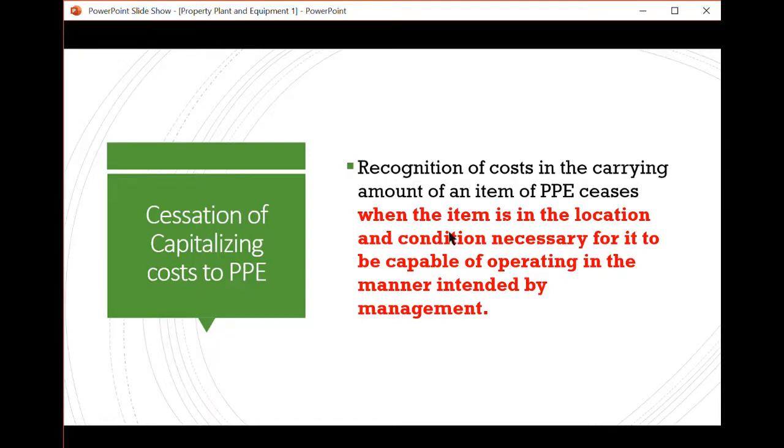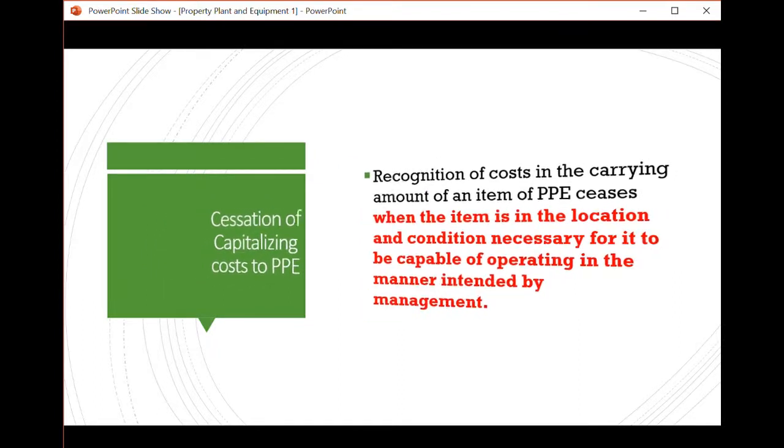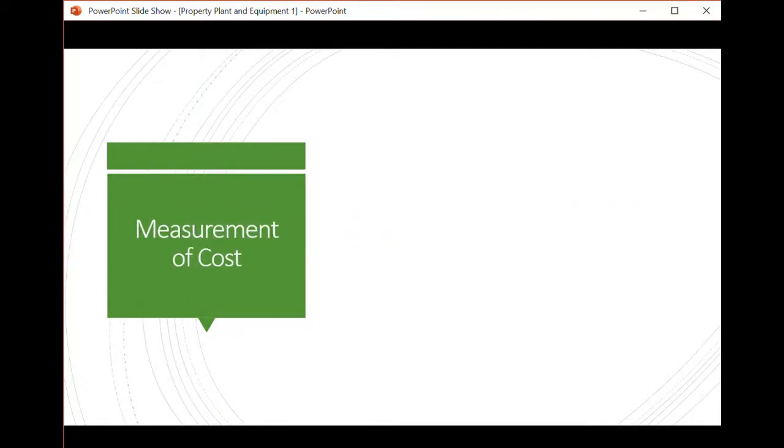So that's why once the item or the PPE is already in the location and condition necessary for it to be operating as intended, you will no longer capitalize the costs. So the costs or the expenses will be classified in some other category. So most of the time, they are classified as expense. Then we have the measurement of cost.